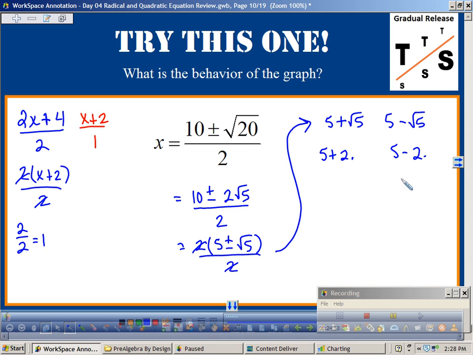Do you see kind of what I'm doing now? Using what I know about radicals instead of just putting it straight into a calculator. But when I put in a calculator, it's 2.2. Yes. So you get 7.2 and 2.8. Those are my two roots. Okay?